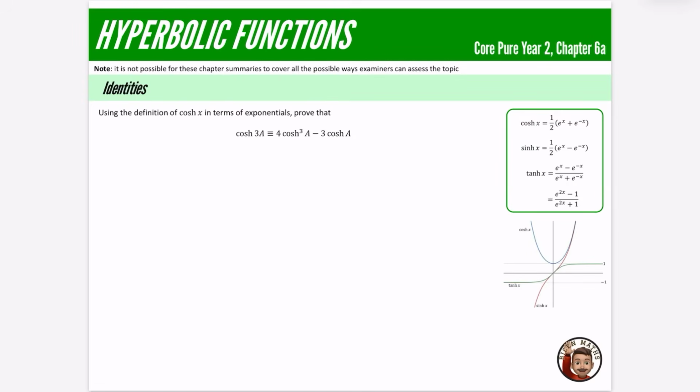Okay, in this video we are looking at hyperbolic functions, which is the first part of chapter 6 from Core Pure Year 2. I split it into two parts, the second part of chapter 6 being about calculus with hyperbolic functions. This one's going to be about identities and equations and introducing these functions.